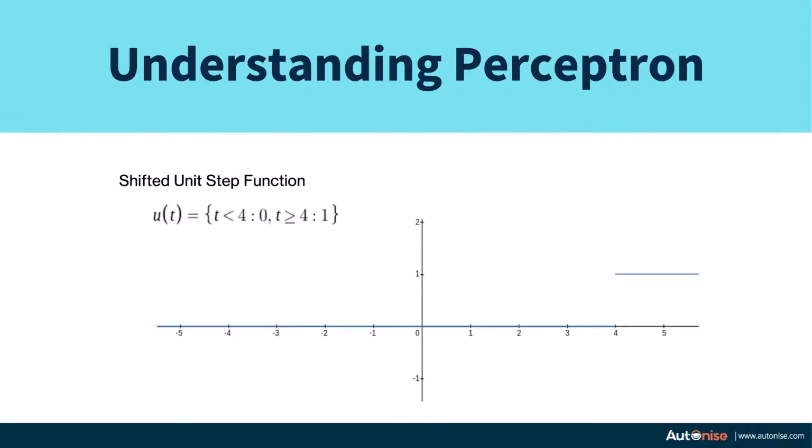So to do that, first of all, you can think of a shifted unit step function. What it means is that let's say we have a step function and only for values greater than 4, the value is 1, and for values less than 4, the output of the function is 0. So you can see our 4 over here acts in a similar way like the bias. So based upon the bias values, the thresholding point changes.